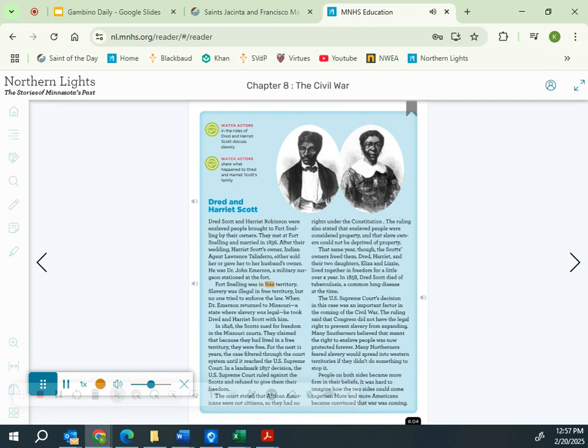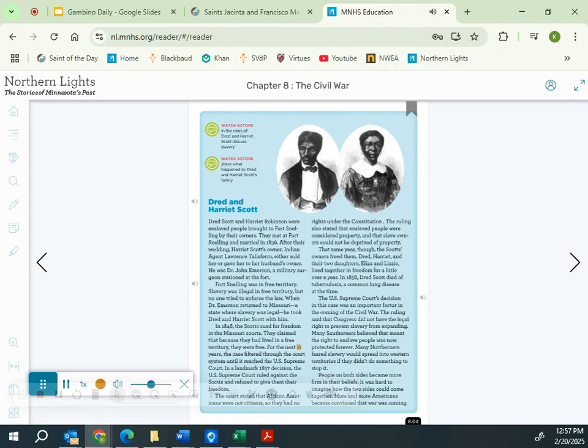Fort Snelling was in free territory. Slavery was illegal in free territory, but no one tried to enforce the law. When Dr. Emerson returned to Missouri, a state where slavery was legal, he took Dred and Harriet Scott with him. In 1846, the Scotts sued for freedom in the Missouri courts. They claimed that because they had lived in a free territory, they were free.